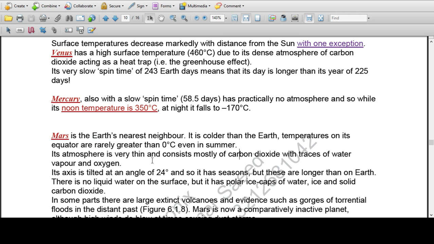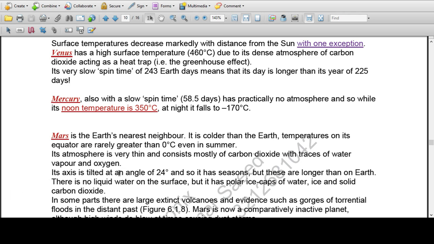Its atmosphere is very thin and consists mostly of carbon dioxide with traces of water vapor and oxygen. So oxygen and water vapor are available, but in a very small quantity. People think there is a possibility of life on Mars, but it's still not discovered yet.